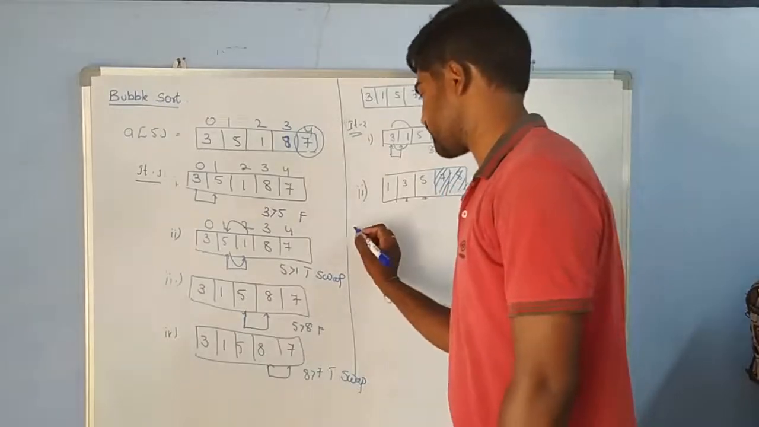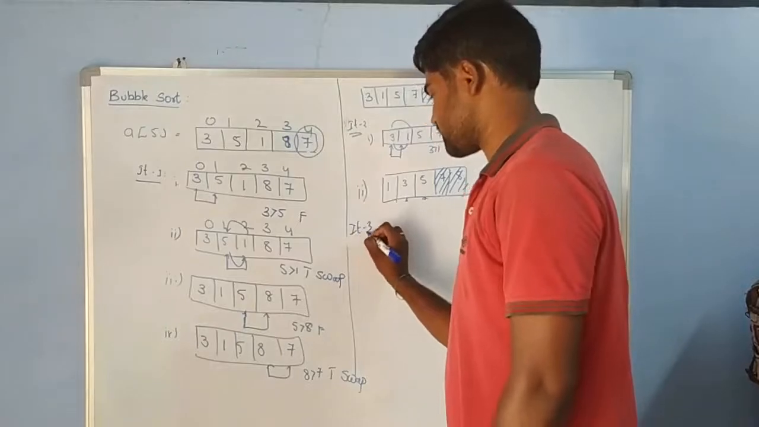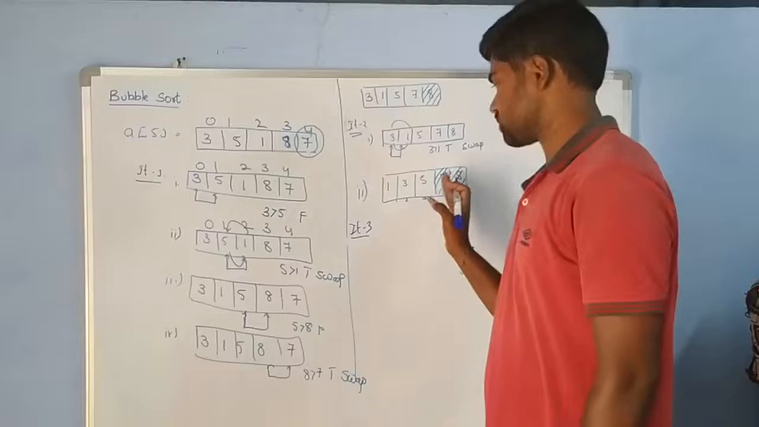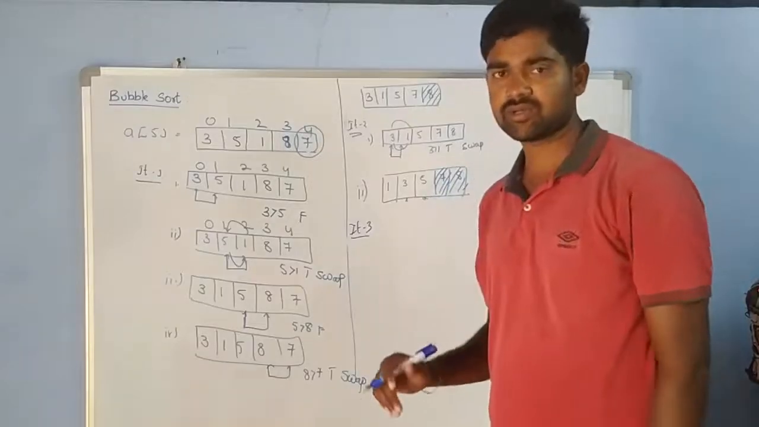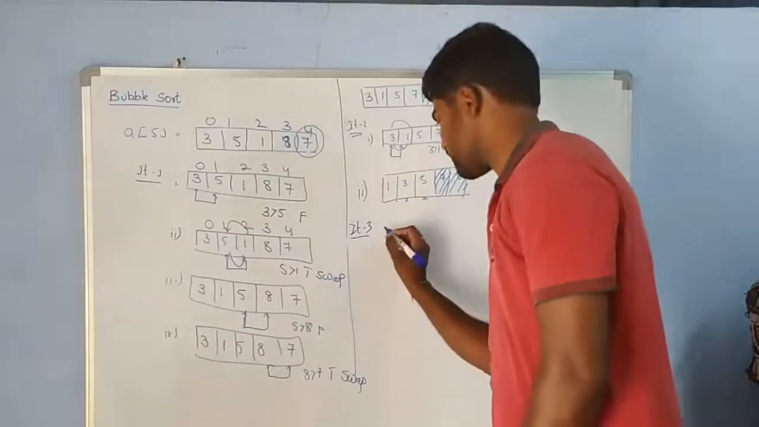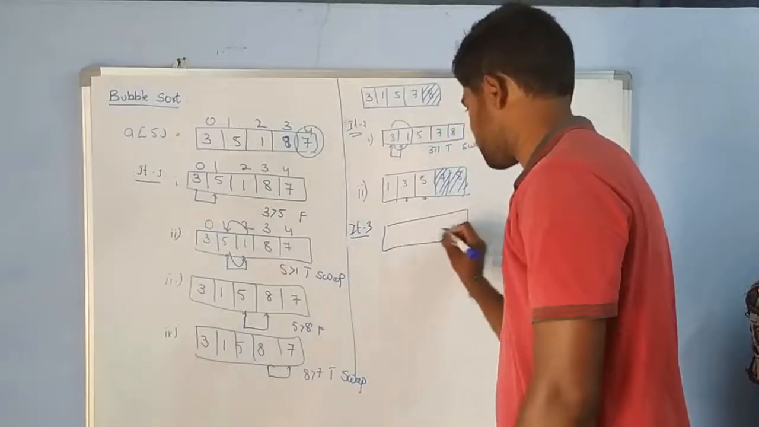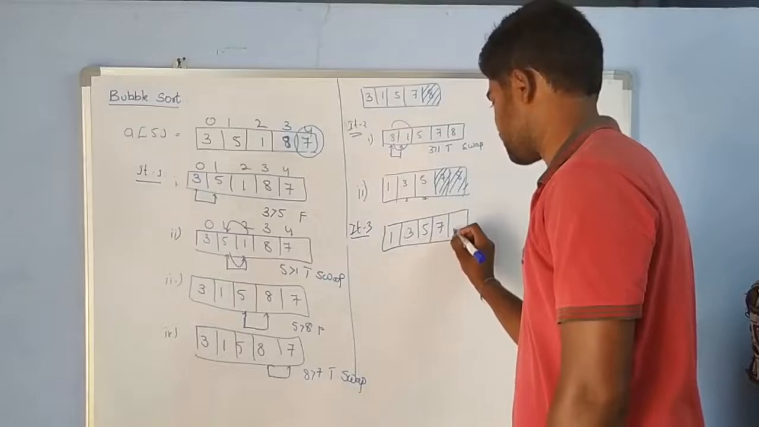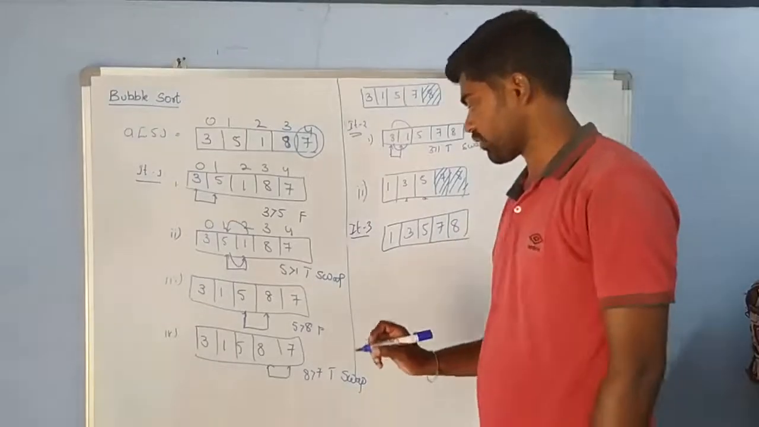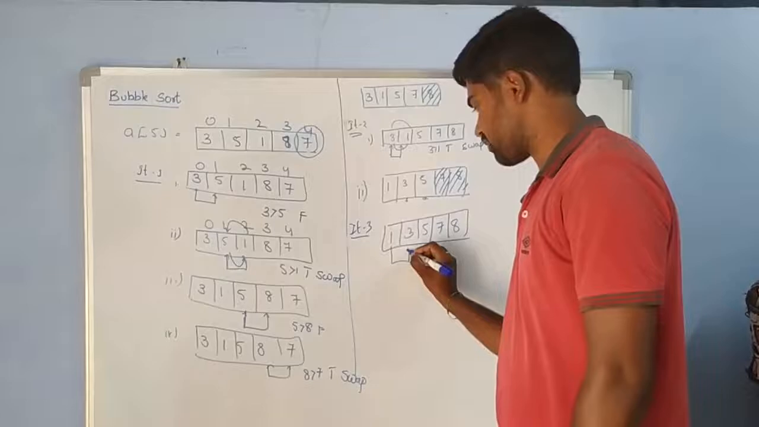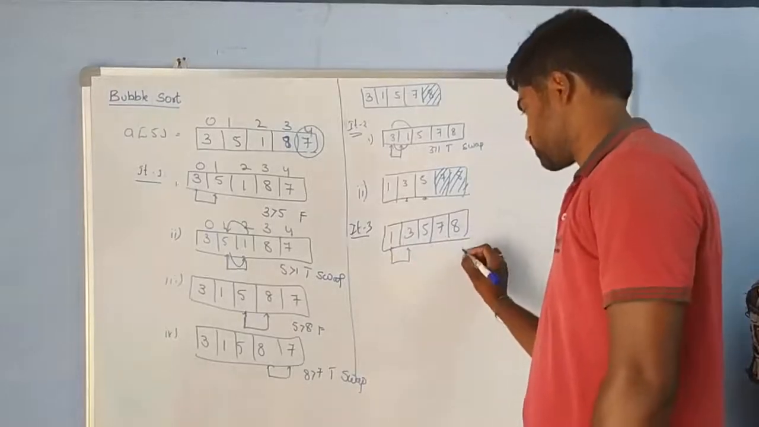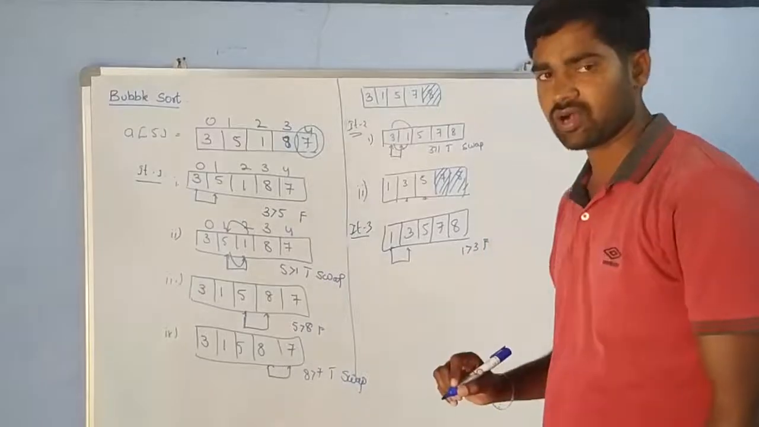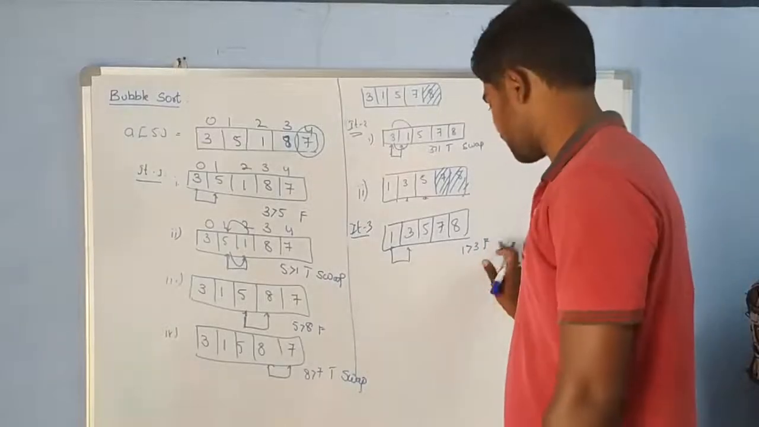Now let us take iteration number 3. In iteration number 3, what do you have to sort here? The last third index you need to sort. So now what will happen? Take the list of elements 1, 3, 5, 7 and 8. What you have to do? Select the 1 and compare with the adjacent element. So 1 greater than 3, condition true or false? Condition will be false.